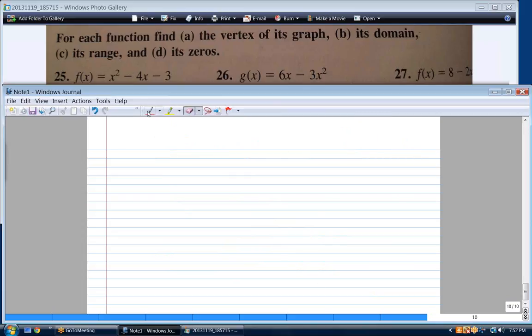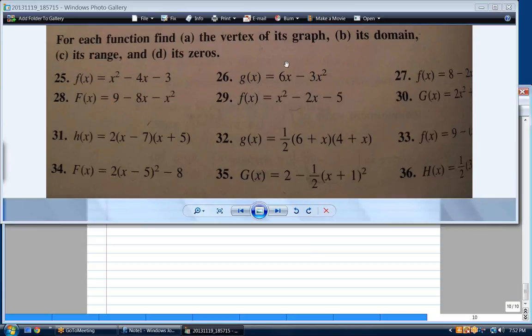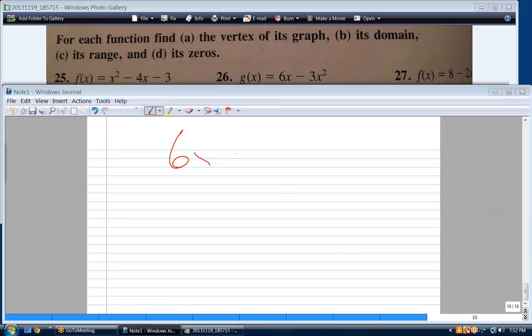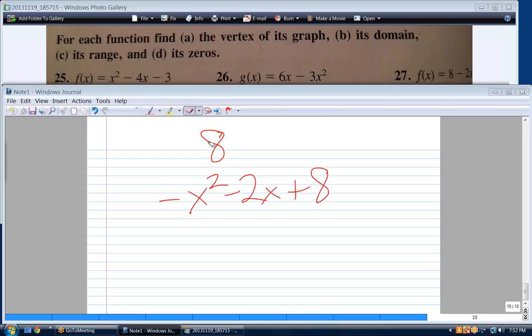Okay, so let's look at 27? Yeah, we're going odds. What is 27? Can you read it? Oh, sorry, the picture cut off. Negative x squared minus 2x plus 8. Yeah, it's written backwards, but I just flipped it. That's fine. So that is f of x.